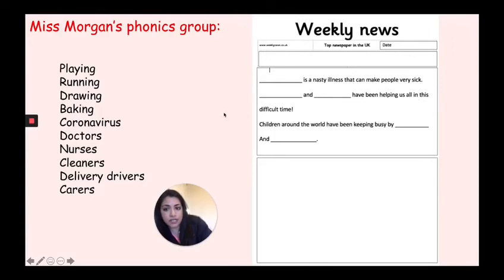So you can think of two kinds of jobs that people have maybe that are helping us in this difficult time. Children around the world have been keeping busy by, so what kind of things have you been maybe doing at home to keep yourself busy? And then this box here at the bottom is for a drawing that you might want to do. Maybe you can draw some of the people doing their jobs. Maybe you can draw what you've been doing when you've been at home.